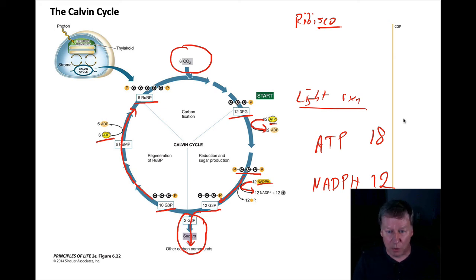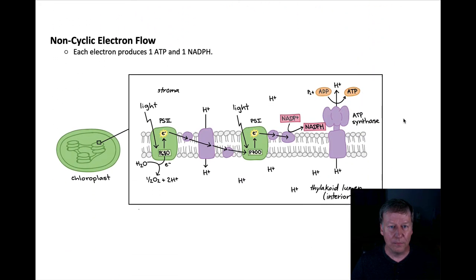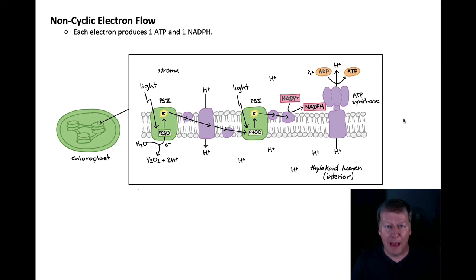To answer that question, we're going to have to go back to the light reaction and add a little detail that I left out the first time. So let's do that. So here we are back at the light reaction. The light reaction actually has two different versions. The one I showed you before is what we call the non-cyclic electron flow, and this is the traditional method. The non-cyclic electron flow follows exactly what I told you before.